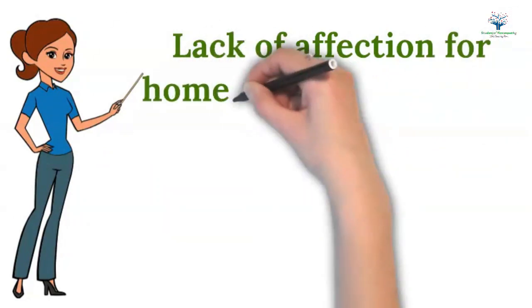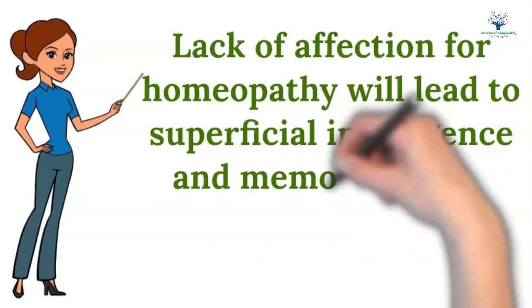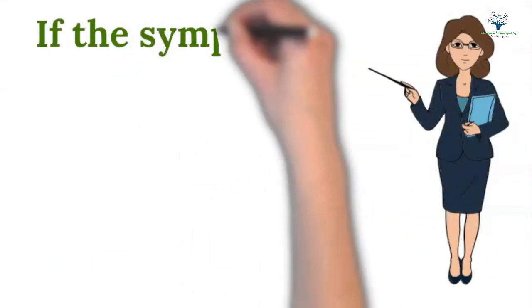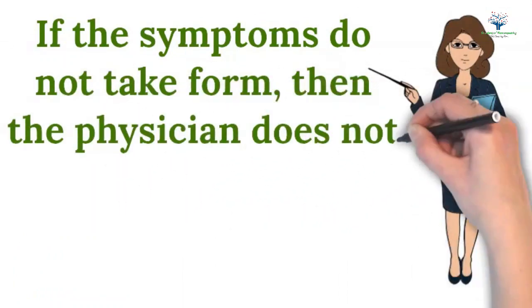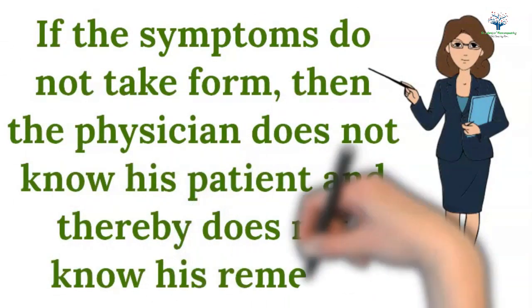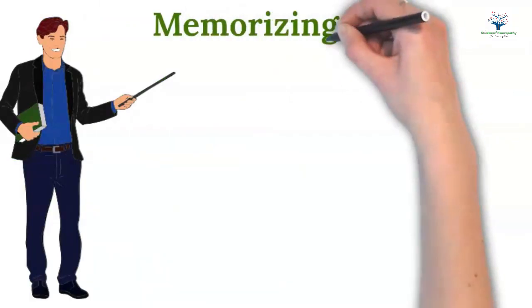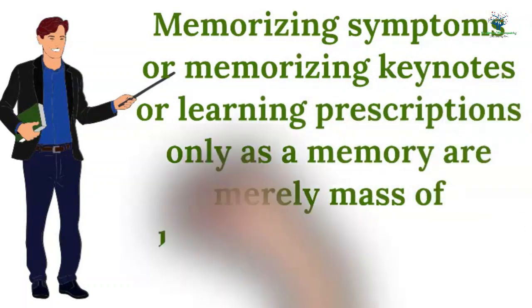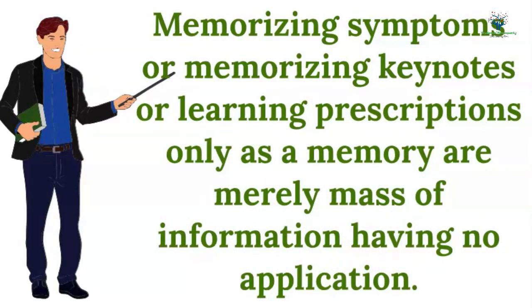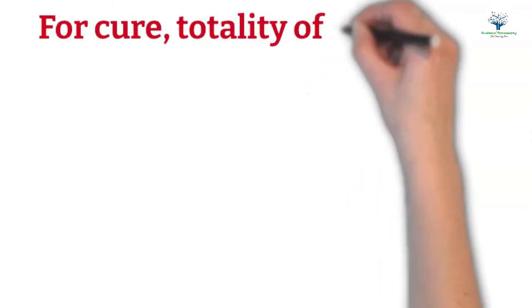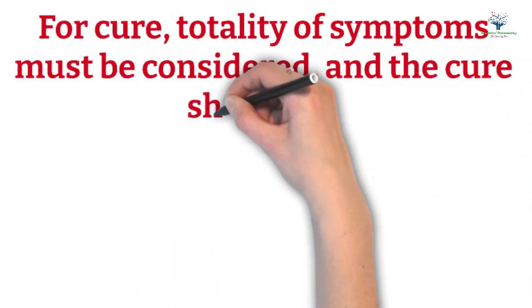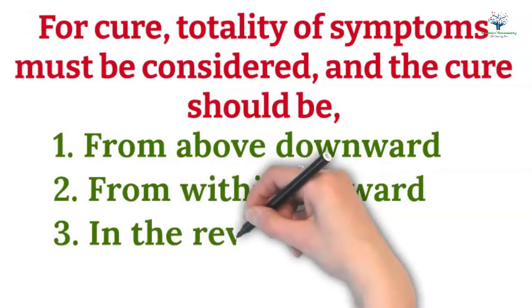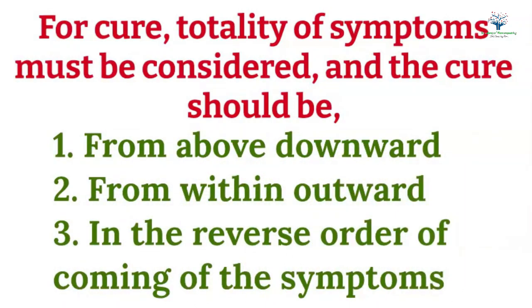Lack of affection for homeopathy will lead to superficial intelligence and memory only. It will not form the real image of disease. If the symptoms do not take form, then the physician does not know his patient and thereby does not know his remedy. Memorizing symptoms or memorizing keynotes or learning prescriptions only as a memory are merely a mass of information having no application. For cure, the totality of symptoms must be considered, and the cure should be from above downward, from within outward, and in the reverse order of the coming of the symptoms.